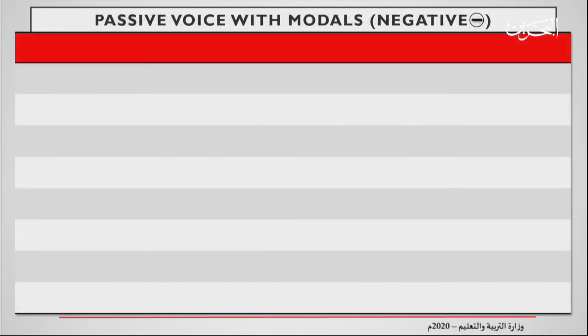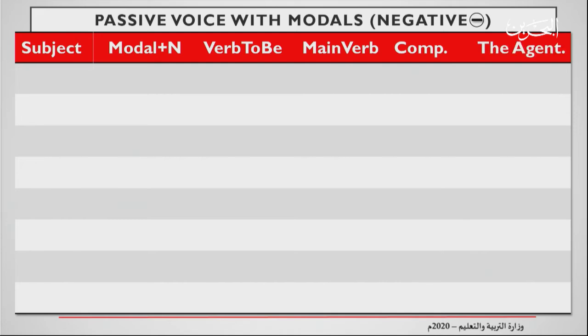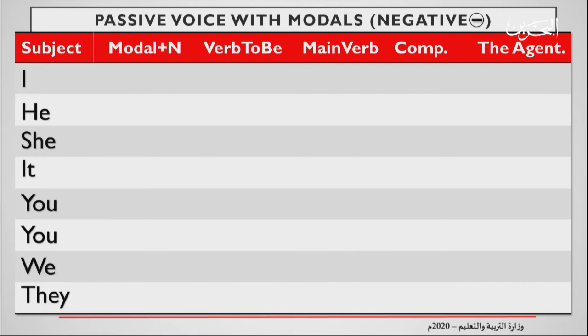Passive voice with modals. Now this time we're building negative sentences. We build the negative sentence starting with the subject, plus a modal, plus the negative word, and then verb to be, and then main verb, plus complement, plus an optional agent. So, the subjects again, do you remember them? They start with I, then he, she, it, you, we, they. Very good. And then the modals, plus the negative word.